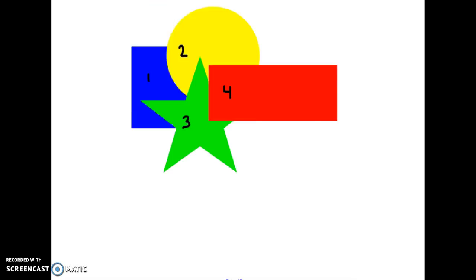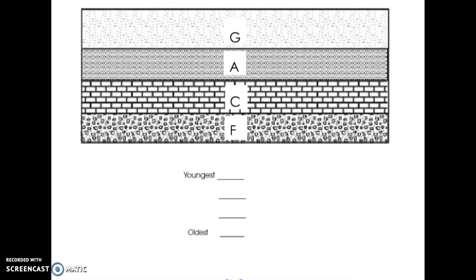So now let's look at this one. I want to know which one's the oldest and which one's the youngest. Okay, the oldest is going to be the layer that's at the bottom. Remember, we think of this like a sandwich. The first thing they had to have put down was layer F. After that, it was C. After that, it was A. And the youngest layer, the newest layer, is going to be G.